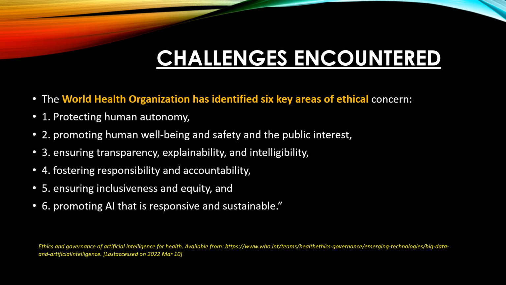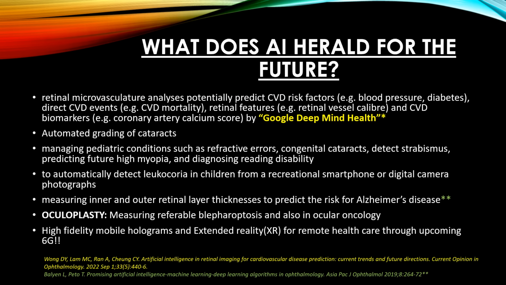And in the words of the WHO, which had identified 6 key areas of ethical concern, they do deserve mention. Protecting human autonomy, promoting human well-being and safety and the public interest, ensuring transparency, explainability, and intelligibility, fostering responsibility and accountability, ensuring inclusiveness and equity, and promoting AI that is both responsive as well as sustainable over generations.